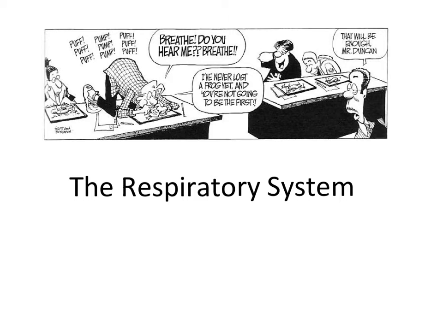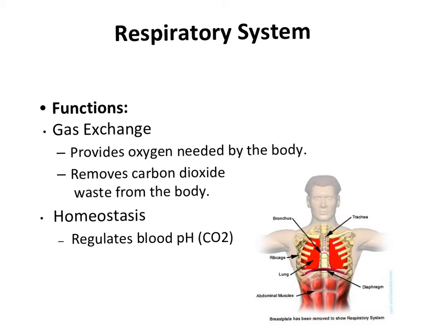So today we're going to continue our discussion of our three body systems. Today we're talking about the respiratory system. The main function of the respiratory system is for gas exchange. That means that it's providing oxygen to the body and removing carbon dioxide. It also helps to regulate blood pH by exchanging the appropriate amount of carbon dioxide.